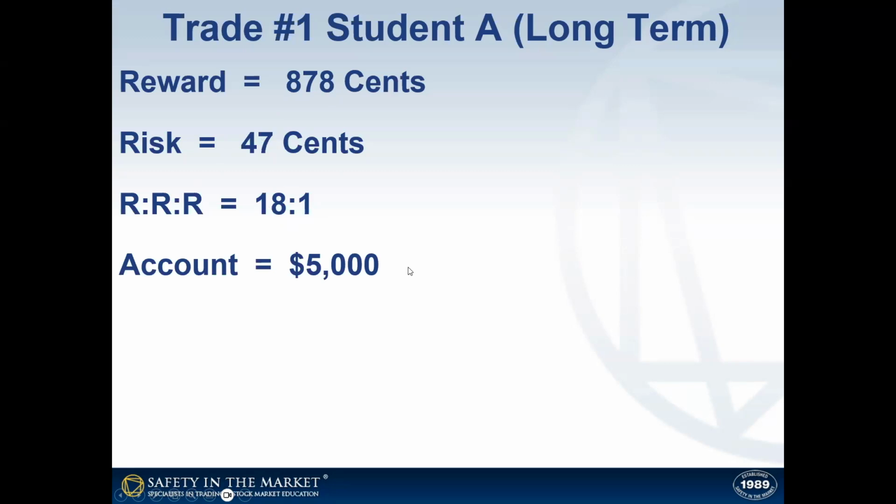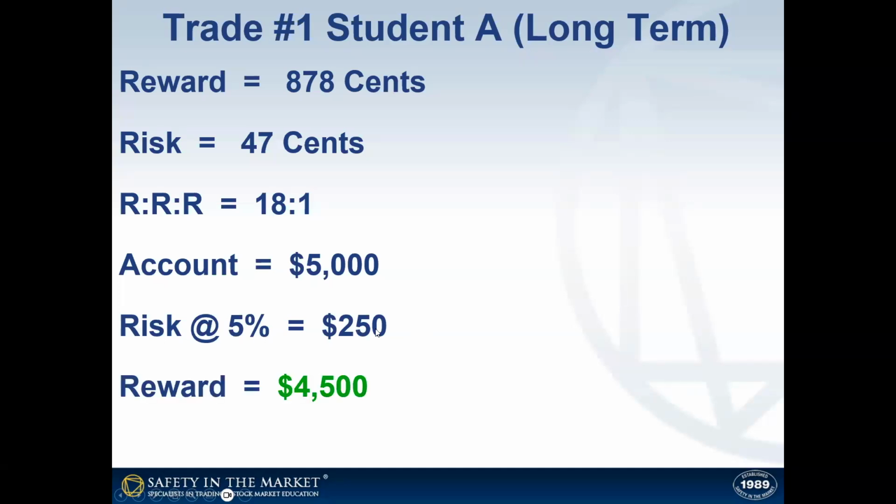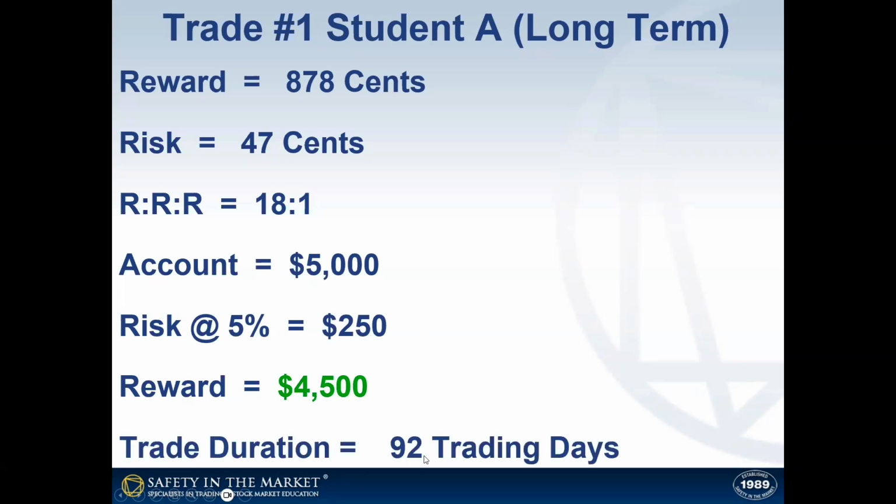I've put a $5,000 account in for both of the students. I don't know what the size of their account is. I just tend to use $5,000 as a rule. Okay, we never risk more than 5% on our trades, which would have been $250, but we got our reward instead, which was $4,500.